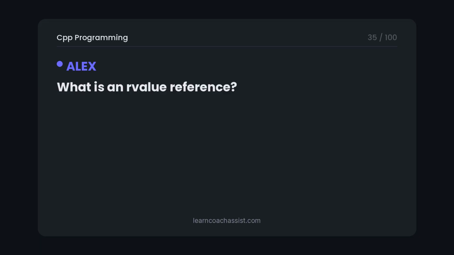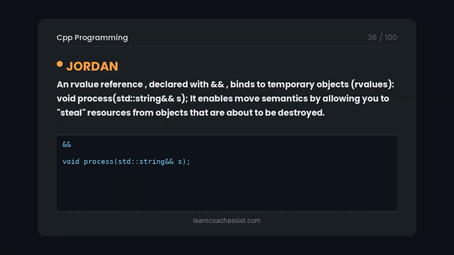What is an rvalue reference? An rvalue reference, declared with &&, binds to temporary objects, or rvalues: void process(std::string&& s). It enables move semantics by allowing you to steal resources from objects that are about to be destroyed.